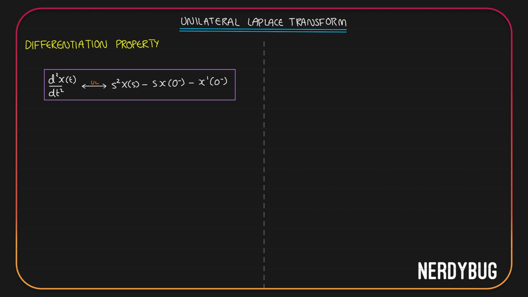Assume that now we want the unilateral Laplace transform of the second derivative of x of t. It is s square X of s minus s x of 0 minus minus x dash of 0 minus. x dash of 0 minus is the derivative of x of 0 minus.